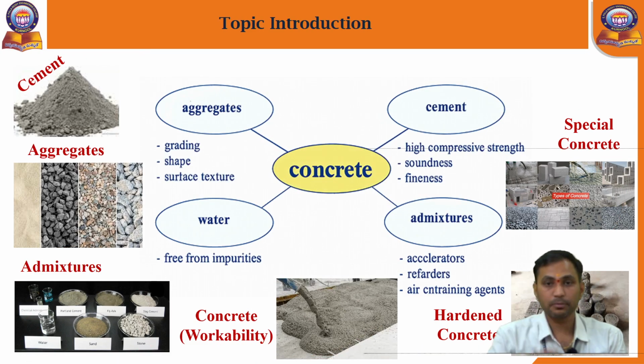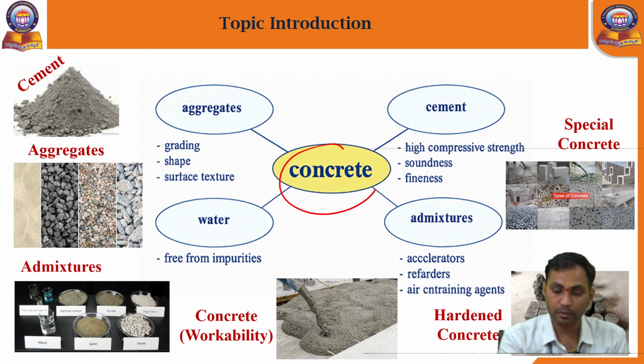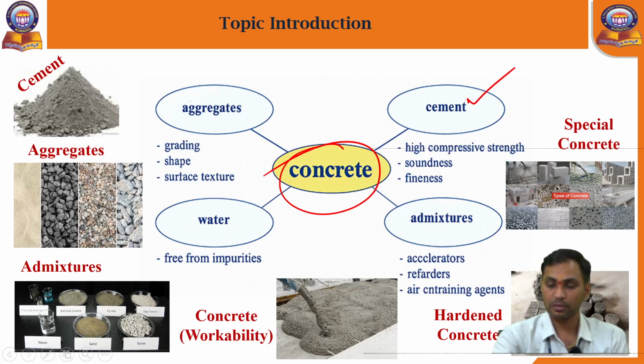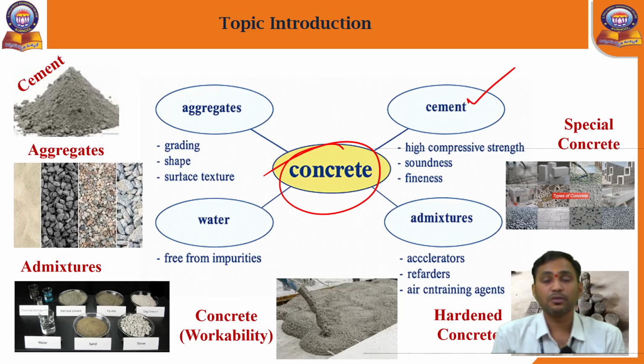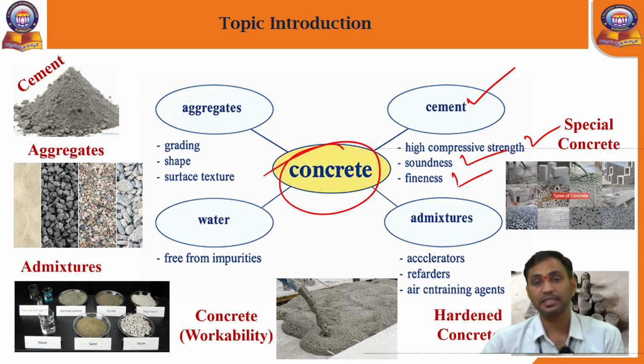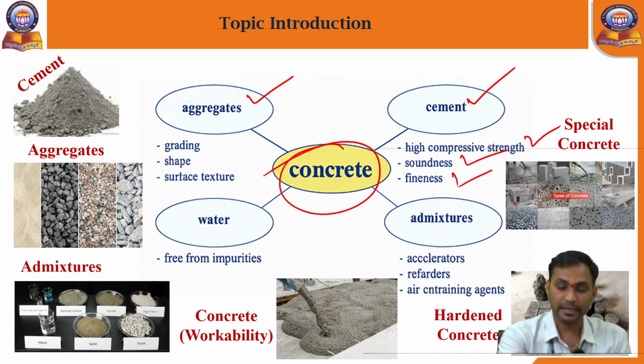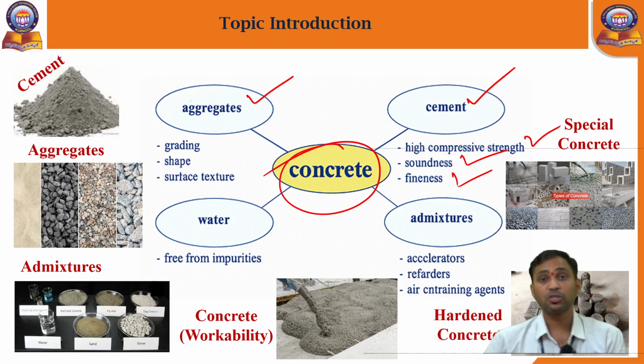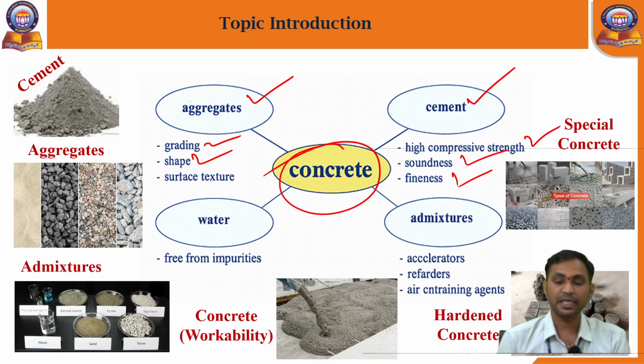And finally, we will get to know from this concrete what the main ingredients we will use. Cement. From the cement, we will know high compressive strength, soundness test, fineness test. These are the types of tests we will conduct on the cement material. And later, aggregates. Aggregates means stone particles. What kind of tests will we conduct for the aggregates? Gradings, nothing but particle size distribution. Next, shape of the aggregates, whether it is angular shape, flaky shape, or pebble shape. And the texture of the aggregates, everything we will discuss in the aggregate lecture.